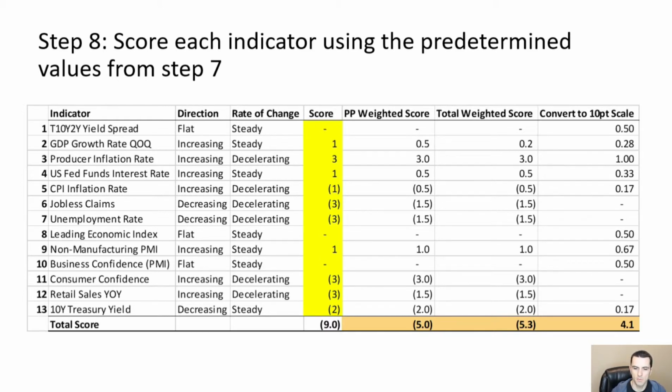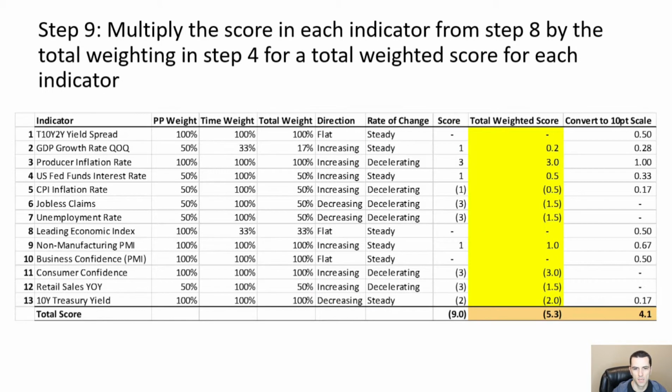So a pretty simple step once you've done the front work. Step 9, multiply the score in each indicator from step 8 by the total weighting in step 4 for a total weighted score for each indicator. So you're looking for the direction rate of change score and the weighting of the indicator to determine the total weighted score for each one.